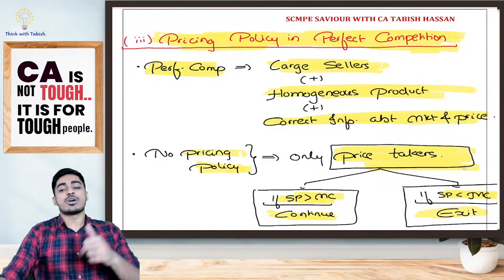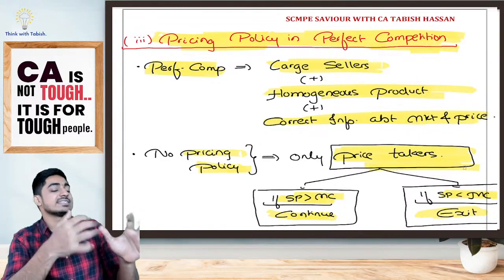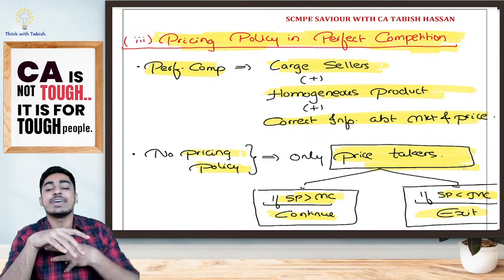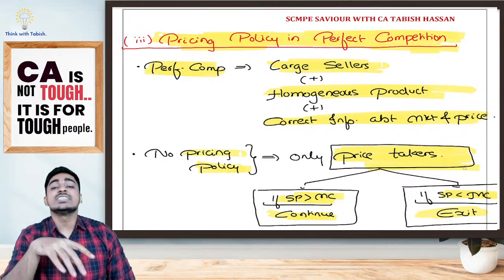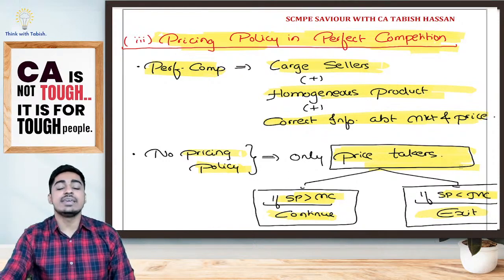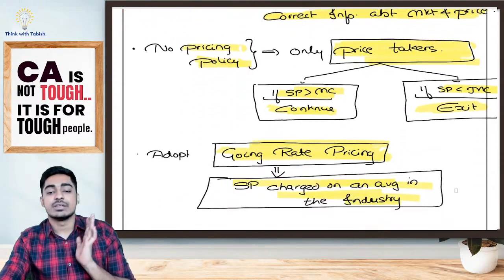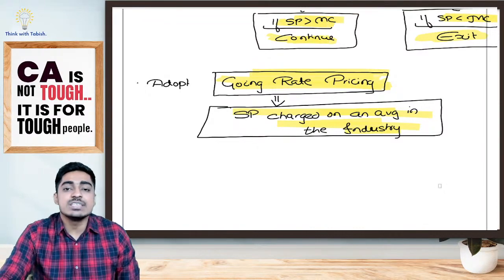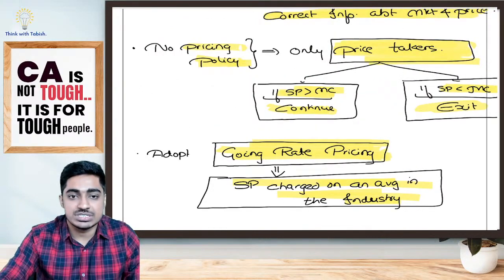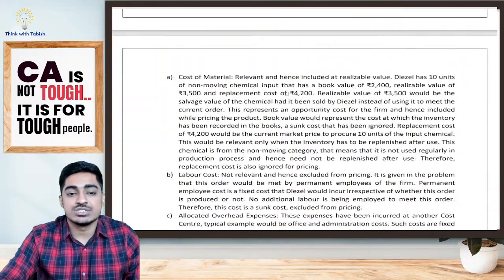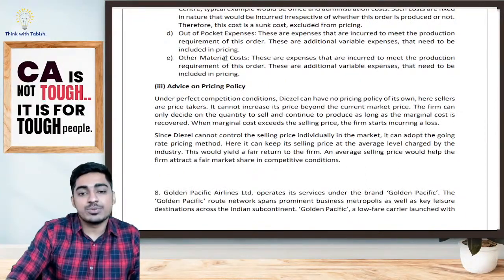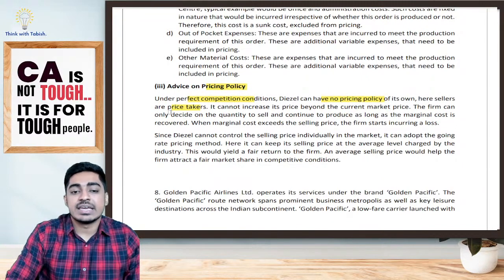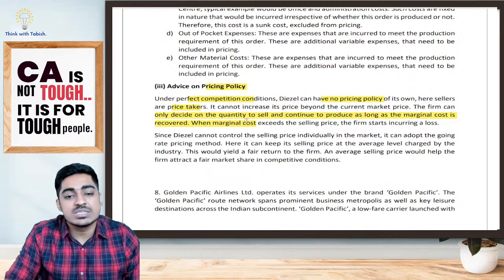What all have we told? Perfect competition: large sellers will be there, selling a homogeneous product, and correct information will be available. So we cannot have any pricing strategy of our own. We are just price takers. The only decision we can take is whether to continue selling or to exit the market. So we will adopt going rate pricing, the average price charged in the market. This is what the question asks. Part 1 is over. Part 2, every item we are telling. Advice on pricing policy: perfect competition has no pricing policy. They are price takers, and can only decide the quantity to sell and produce as long as marginal cost is recovered.